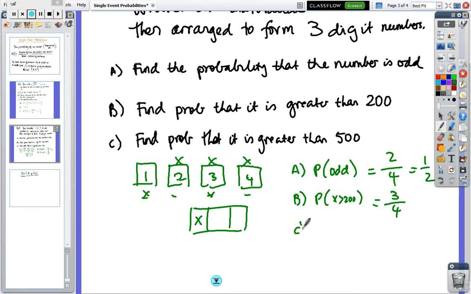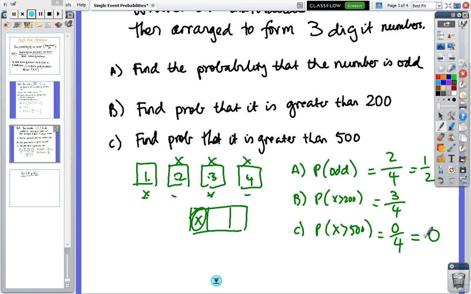And the last one, the probability of the number being greater than 500. There is no number, 1, 2, 3, 4, there's no number that we can put there, so there is no chance out of 4, which is 0.